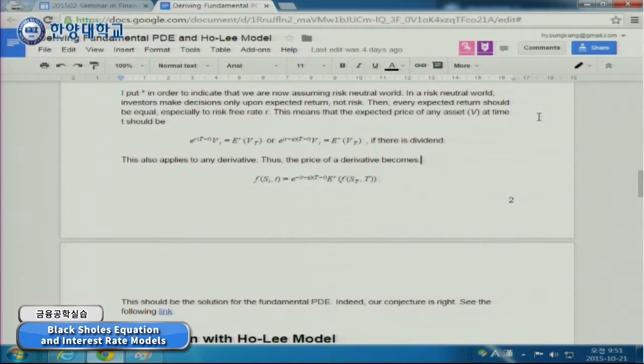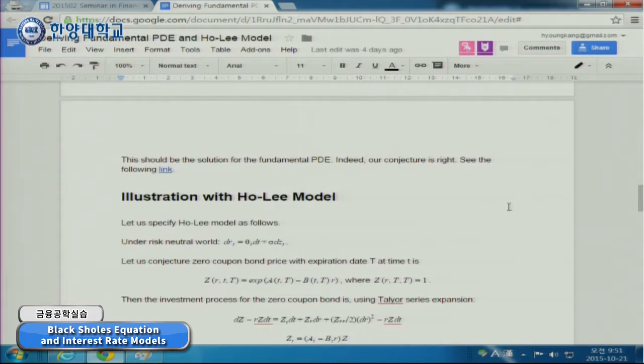Okay. And then let's illustrate another PDE with the Heston model. You know who Lee is here. This Lee is our Professor 이상빈, right?